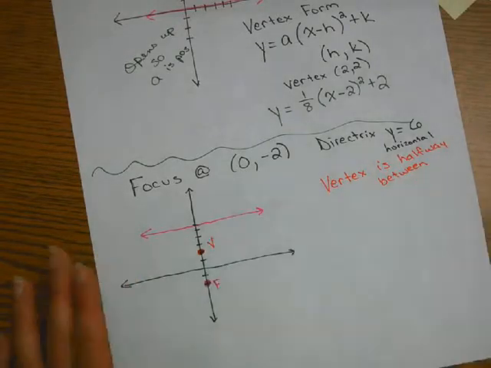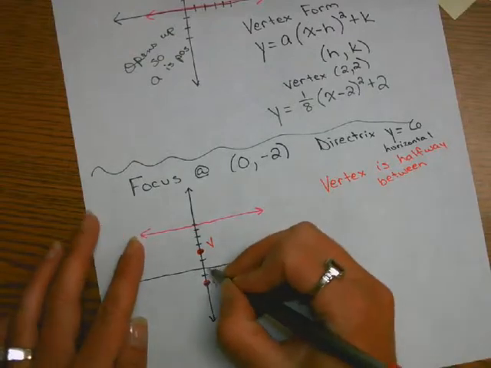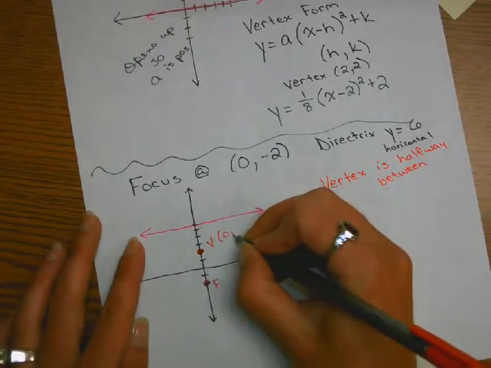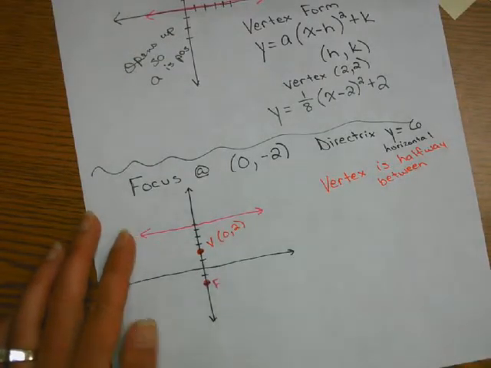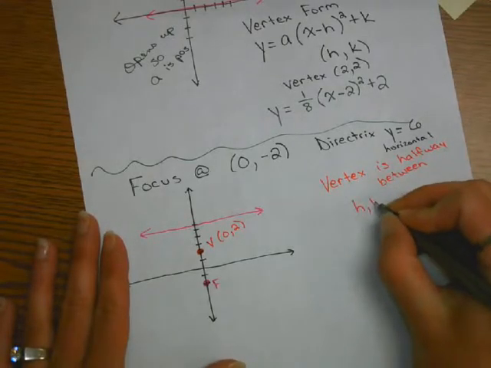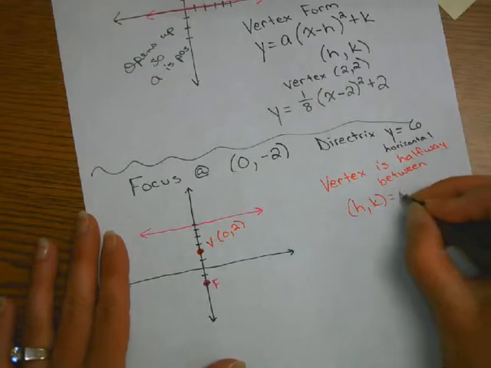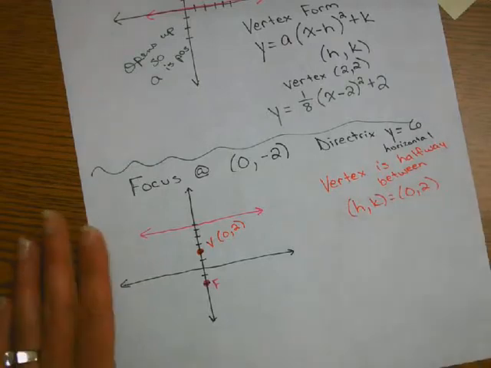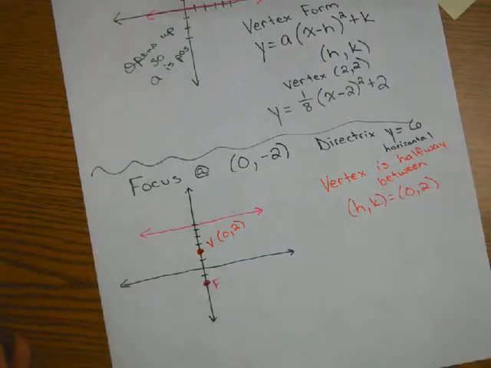I'm going to call it V. So what point is the vertex at? 0, +2. Ooh, that's helpful. Vertex form. That means my (h, k) is (0, 2). Now all I need to do is find A. And I need to know whether A is going to be positive or negative. So I need to know if this graph is going to open up or down.